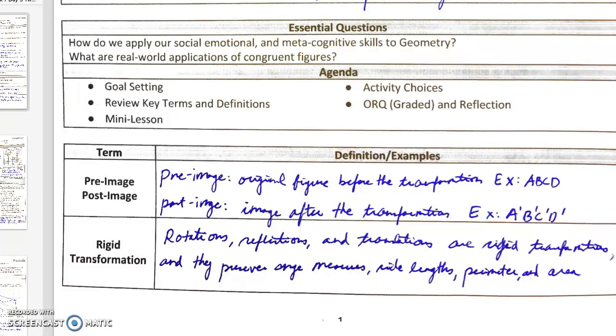Next, you have rigid transformations. As a reminder, rotations or your turns, reflections or your flips, and translations or your slides are rigid transformations, and they preserve angle measures, side lengths, perimeter, and area. So again, rotations, reflections, and translations are rigid transformations, and they preserve angle measures, side lengths, perimeter, and area.